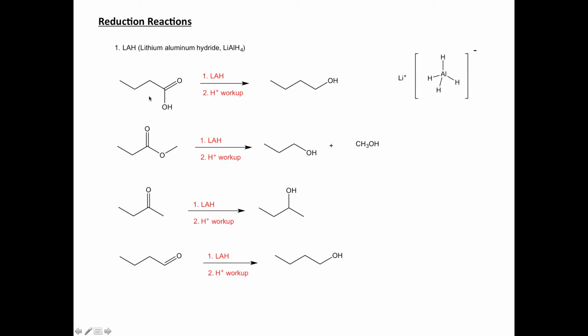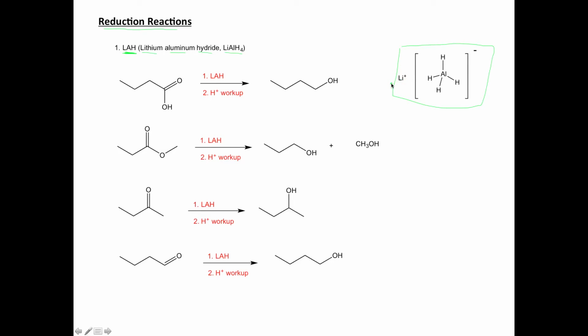Let's take a look at some reduction reactions. And here I'm going to organize this a little bit differently. I'm going to focus on 3 reducing agents, and I'll talk about each reducing agent one at a time. So the first reducing agent we're going to talk about is called LAH, which stands for lithium aluminum hydride. The formula is LiAlH4.